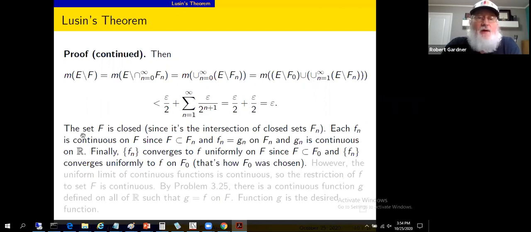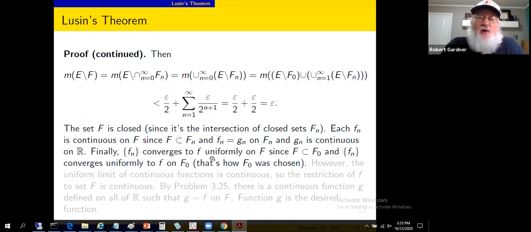All right. F is closed. We defined it as the intersection of the F sub 0 and all the other F sub n's, and each of those were closed. Countable intersection of closed sets is closed. Arbitrary intersection of closed sets is closed. We got countable. We're in a sigma algebra, by the way, as well. So measurables, part of the story. Each lowercase f sub n was continuous on F. Hey, F is a subset of F sub n. Lowercase f sub n equals G sub n on capital F sub n. We had G sub n continuous on all of the reals.